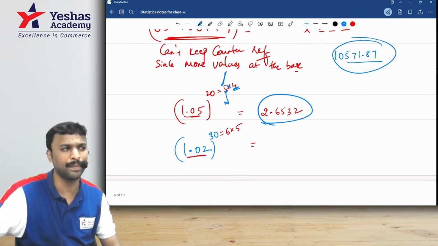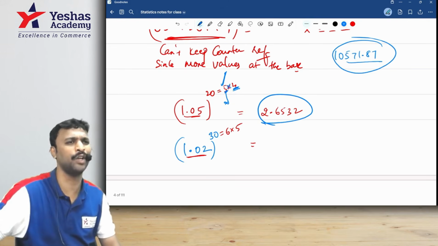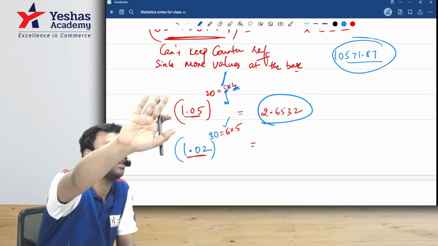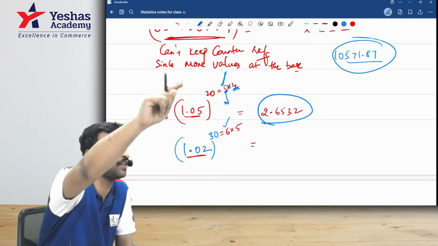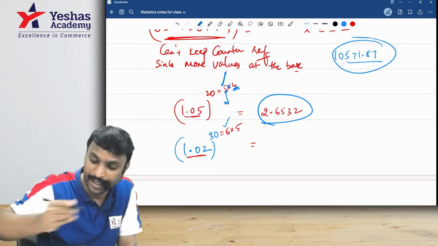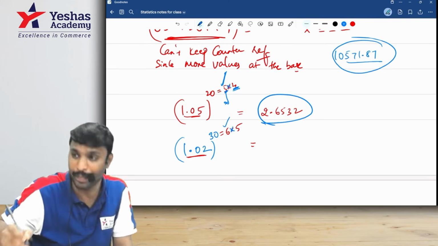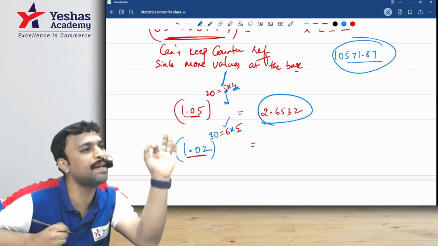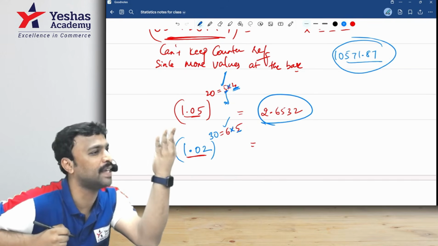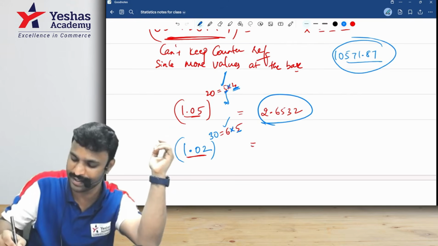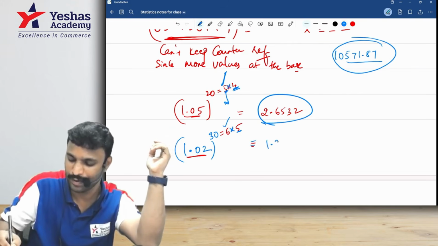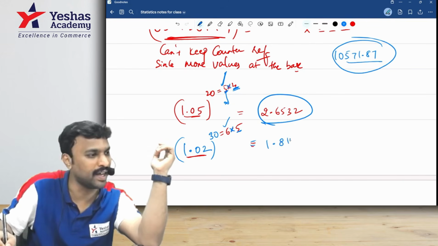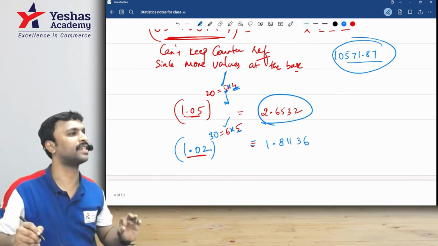First, would you raise the power to 5 or 6? Greater power only you do. For 6, can you keep the counter reference? You can keep the counter reference. Till 7, you can press equal. Done. Then what will you do? Press into button. For power 5, how many times do you have to press equal now? 4 times. What is the answer? 1.81136. This is the answer.